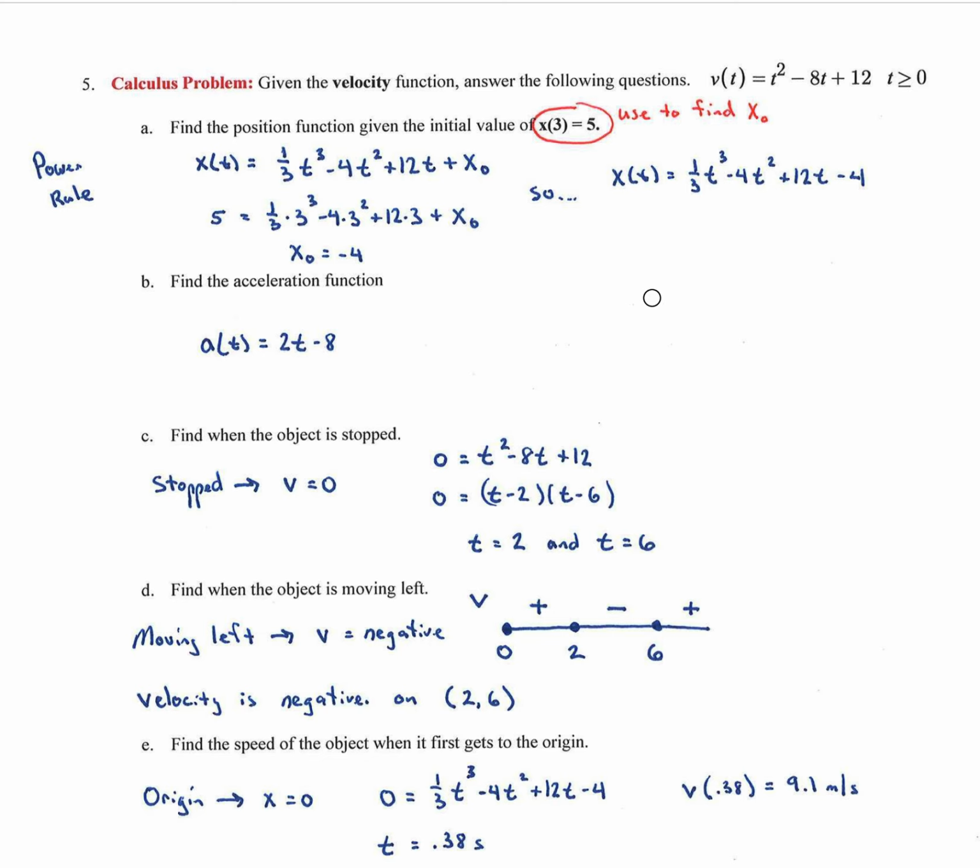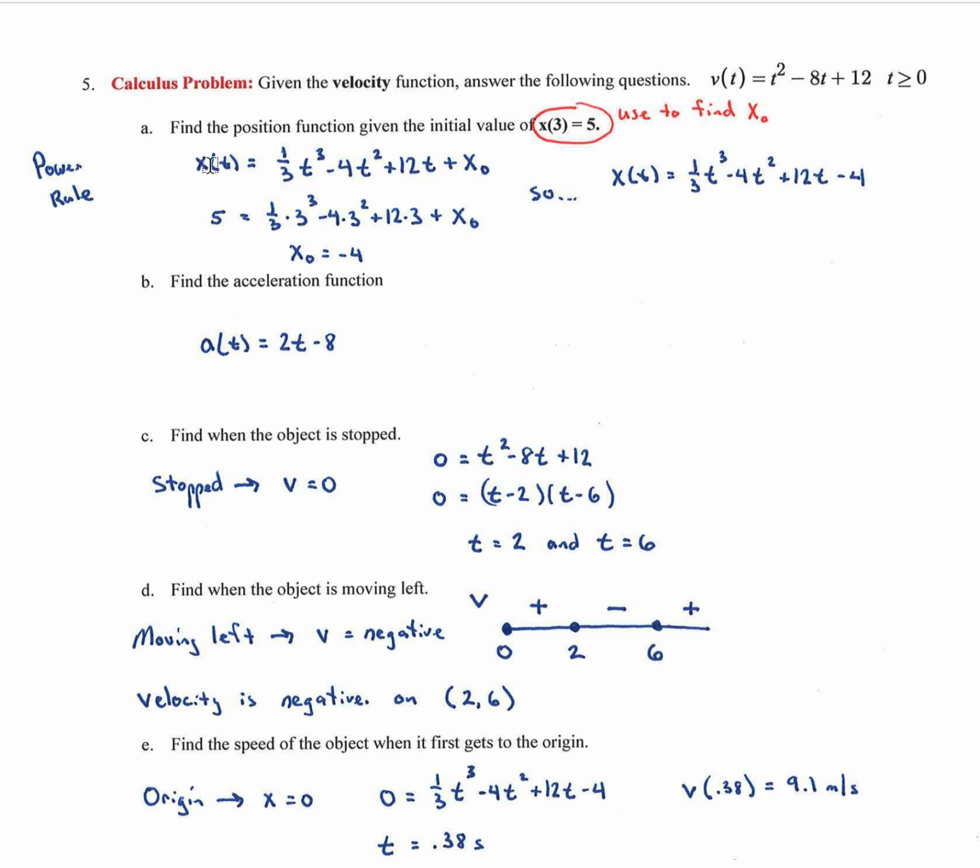And we want to find the position function given the initial value, x of 3 equals 5. Remember, you're going to use this to find the integration constant. In a calculus class, you might call that a plus c. But in physics, we know what it is. It is the initial position, so I just went ahead and called it x naught.